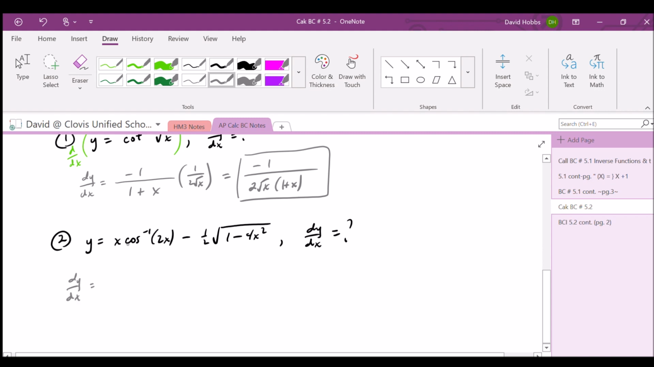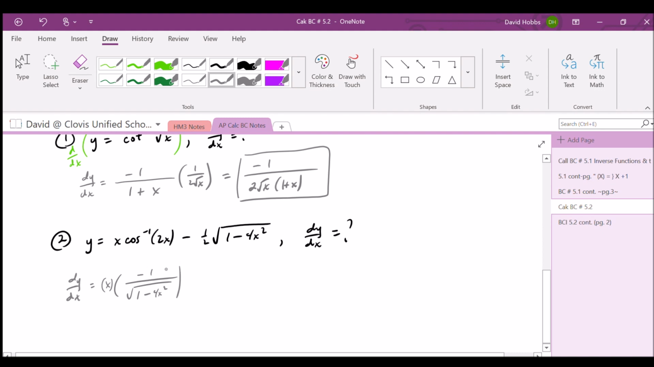Okay, product rule here first. x times inverse cosine of 2x. So first times the derivative of the second. Okay, so inverse cosine, negative 1 over square root of 1 minus u squared. Now the u is 2x, so 1 minus u squared. So if I square that, I get 4x squared, times the derivative of the guts, which is 2.